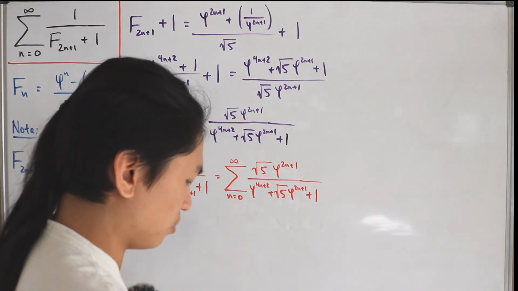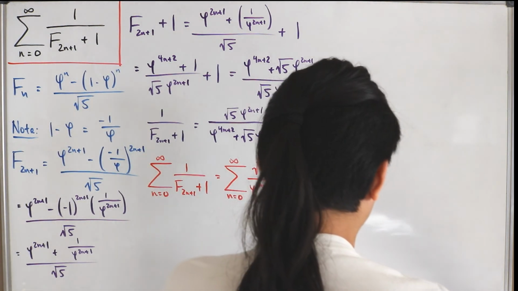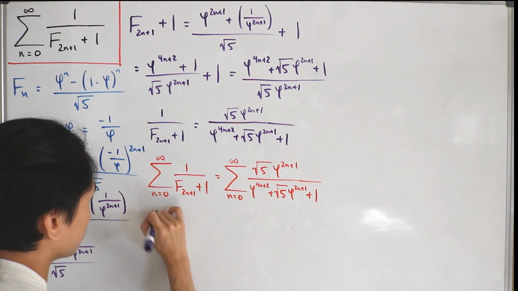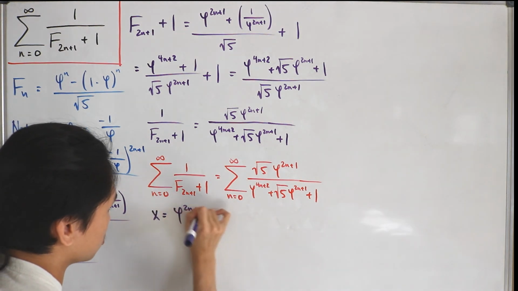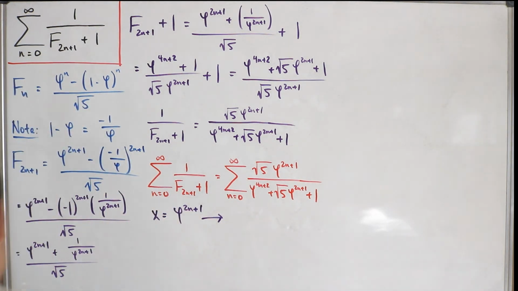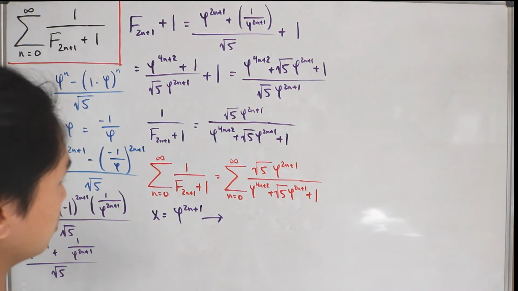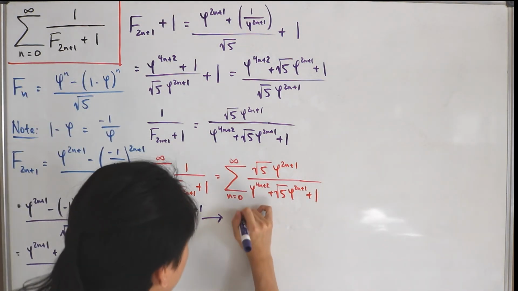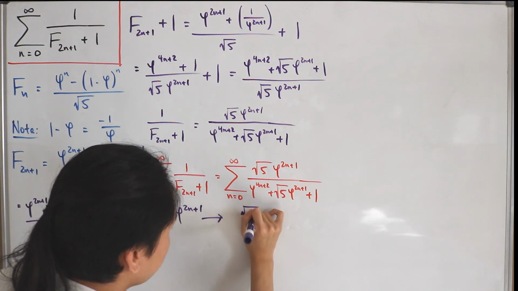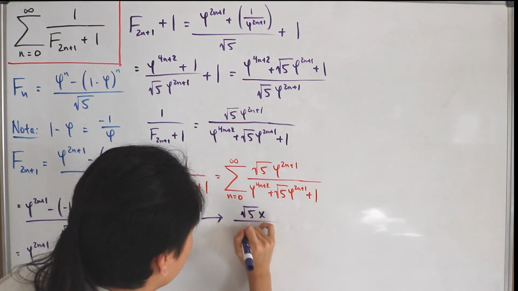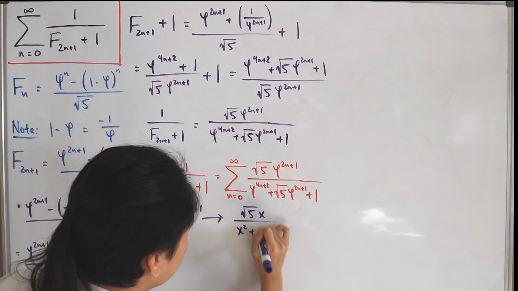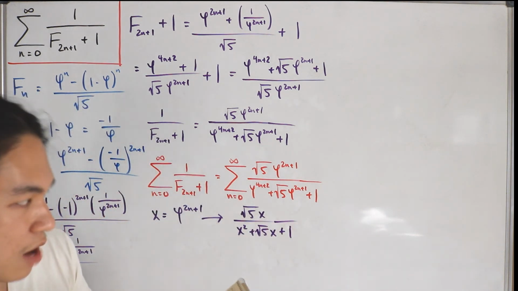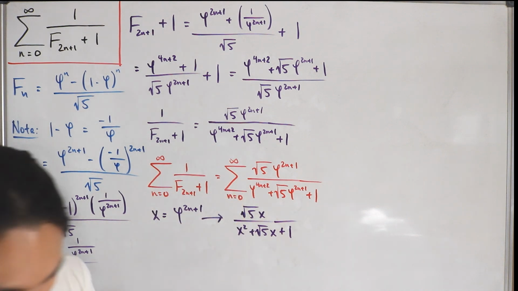To make things a little simpler, let's do a substitution. We'll substitute x equals phi to the 2n plus 1. Ignoring the summation symbol for later, because we'll get to that eventually, we now have the square root of 5 multiplied by x, divided by x squared, added with the square root of 5 times x, and then added with 1. Okay, now we have to simplify this out. What does that come down to?